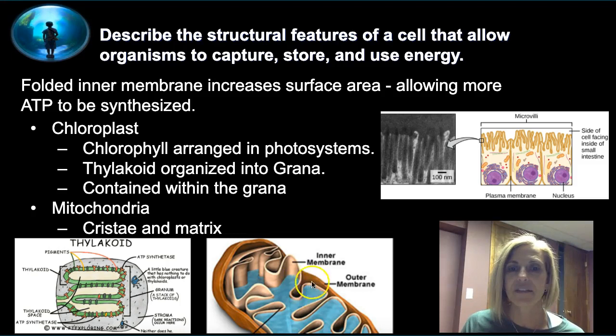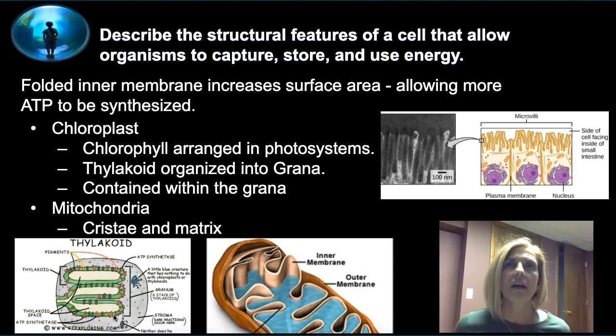And then you have the double membrane system of the mitochondria and the folded up cristae. So you want to think about how this folded business is increasing the surface area. So there's more ATP that can be made here. There's more of the sun's energy, and ATP can be made.